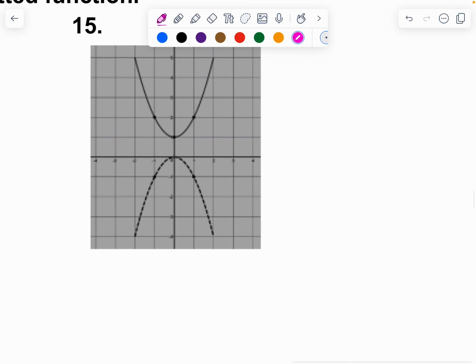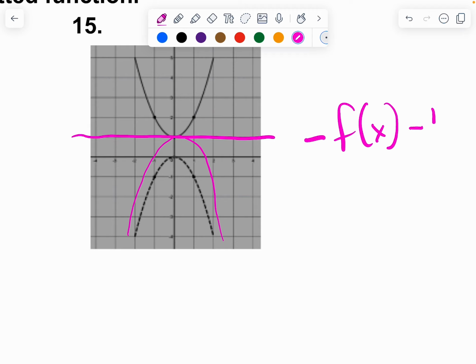This one, okay, so we know it's reflected. It's reflected, but how much did it move? Okay, so if this is what it was reflected on, and it would have been like this, didn't it move down 1? So down 1.